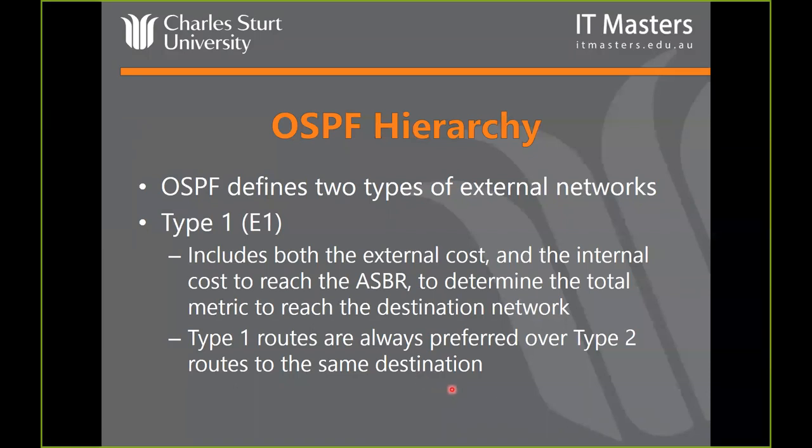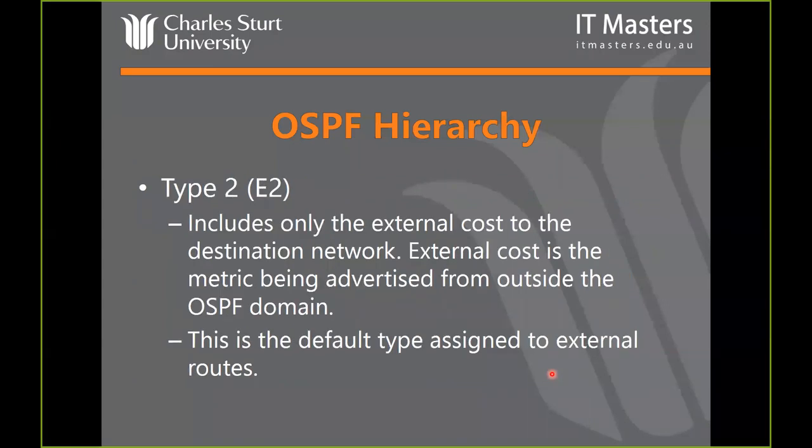Type 1 routes are always preferred over type 2 routes to the same destination. So type 1 preferred over type 2. Type 1 includes external cost, internal cost as well. A type 2 route only includes the external cost to the destination network. That's it. So you can see why type 1 is preferred over type 2, because it is more complete. It has more information. It knows more about the route to the destination network. So type 2 is external cost only, type 1 is internal plus external cost. Better picture of what's going on, so I'm going to believe type 1 first.